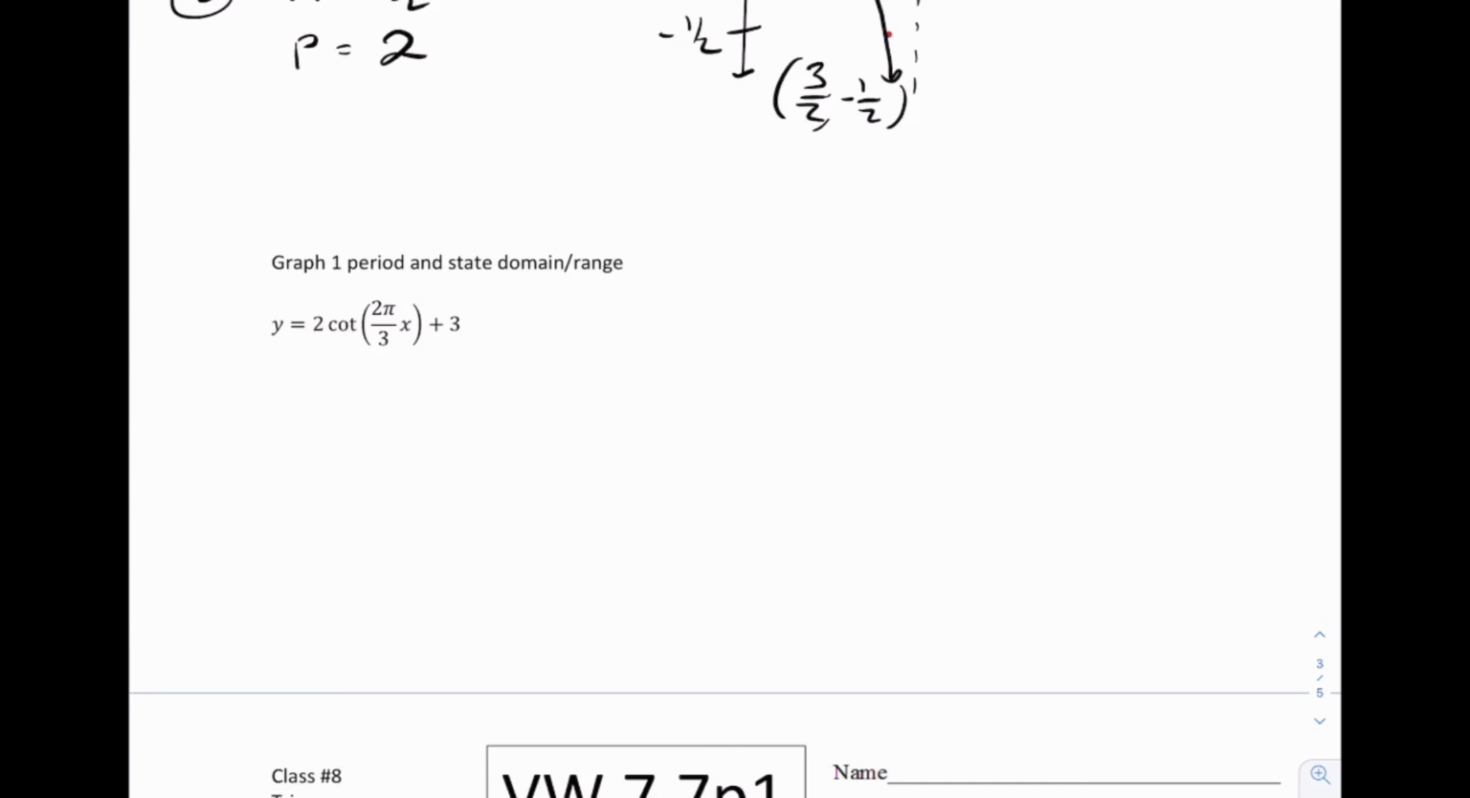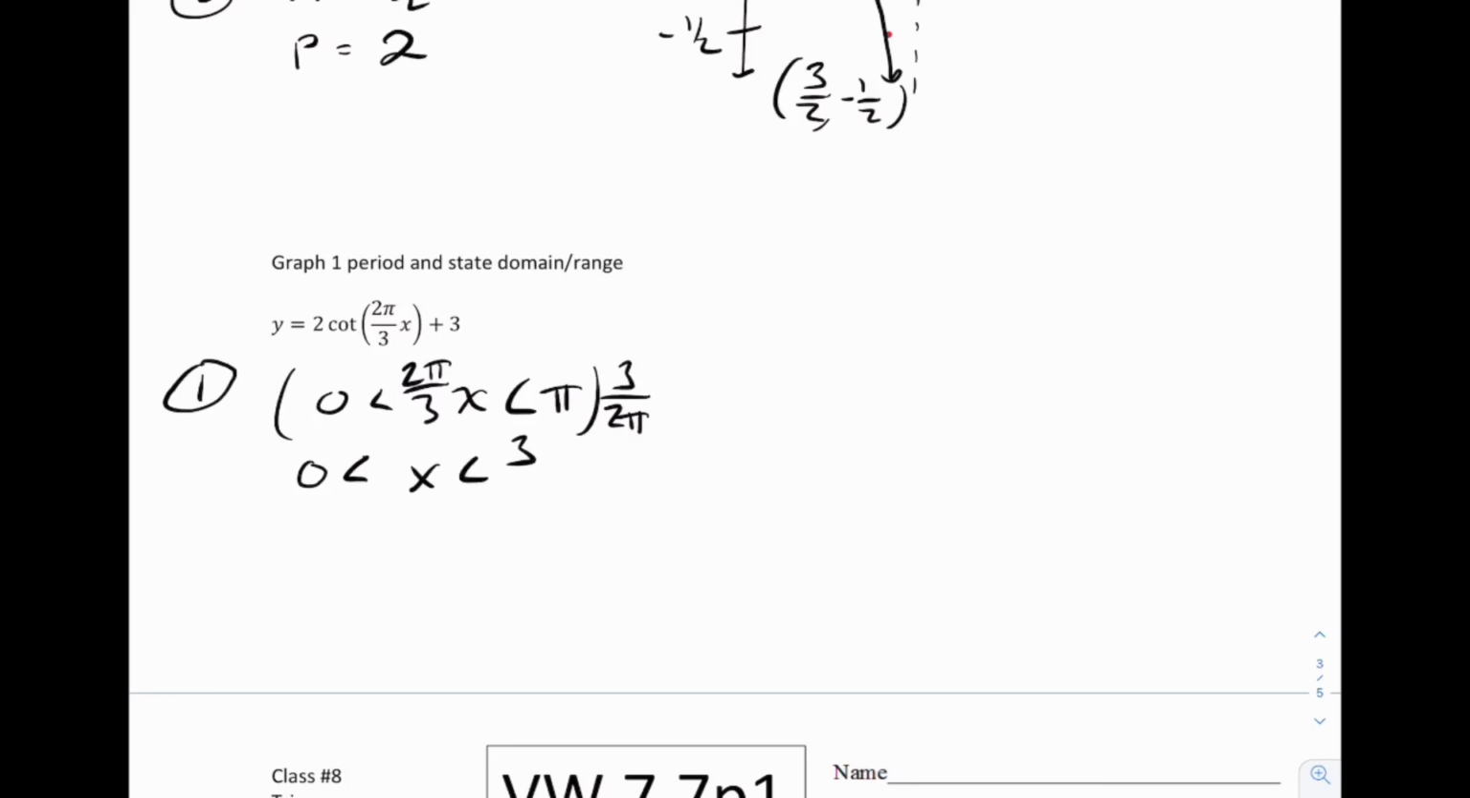So it's 2 cotan of 2 pi over 3 x plus 3. So first step, the same thing. 2 pi over 3 x, that's between your 0 and pi. Let's multiply it by 3 over 2 pi. So 0 is less than x, which is less than 3 over 2. So there we have it, our new asymptotes. Step number 2, our a value is 2. The period is 3 over 2. And your midline, that's 3.